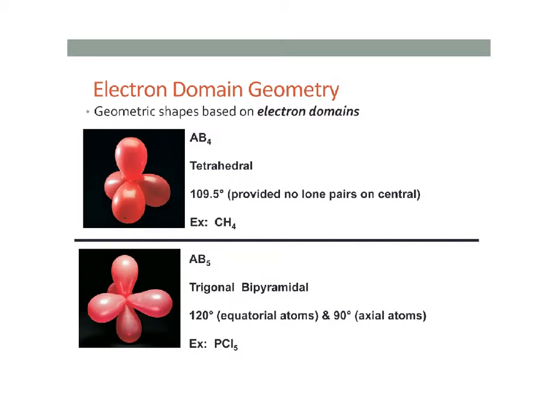Now the remaining 3 geometries, 2 of which are on this slide and then one's on the next, this is where we start to get into some 3-dimensional shapes. The first 2 were planar, meaning you could just draw them on a piece of paper, but these 3 now get a little bit trickier.